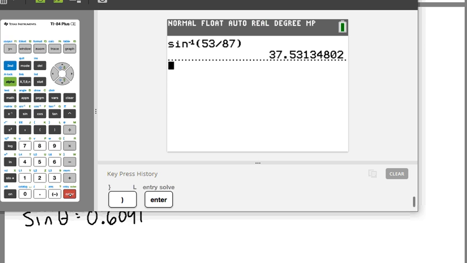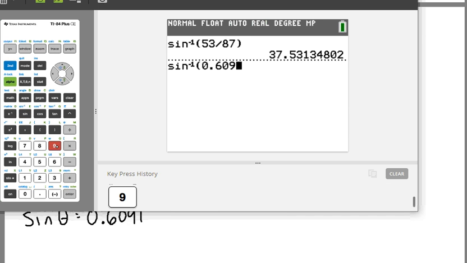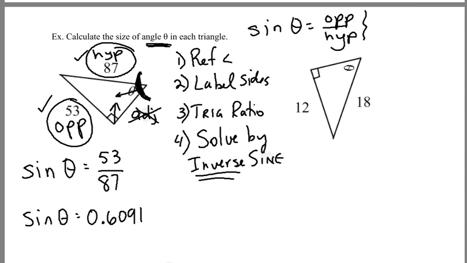If you have a calculator that won't work fractions, second sine, you put it into decimal form and you plug in the decimal, 0.6091. What do we get? Same angle because it's just a different way of writing it. Well, I got lucky. This time I forgot my bracket, but it still worked. Try to remember to put that bracket in because it won't always work for you. So we ended up with a 38-degree angle in this case.